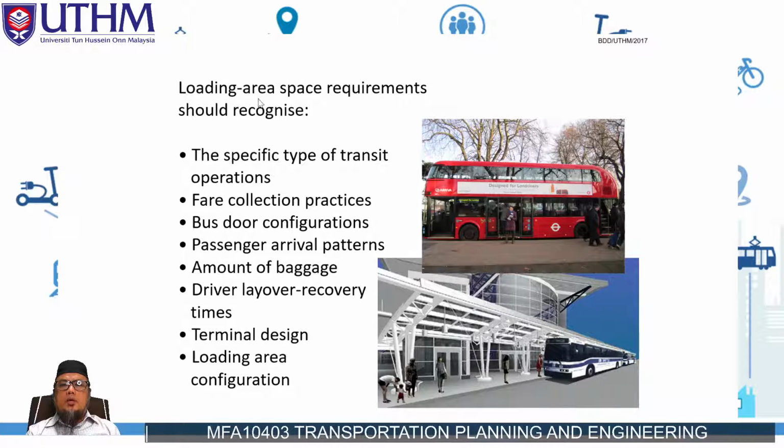Okay, for loading area space or design requirements, first we should look into the specific type of transit operations, fare collection practices, bus door configurations, passenger arrival patterns, amount of baggage, driver layover or recovery times, terminal design, and loading area configuration. This is a typical example of what the loading area for bus services looks like.